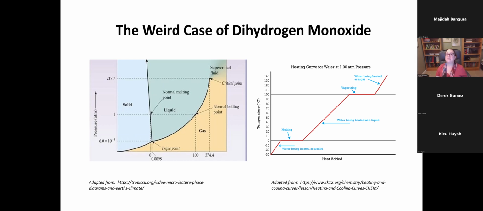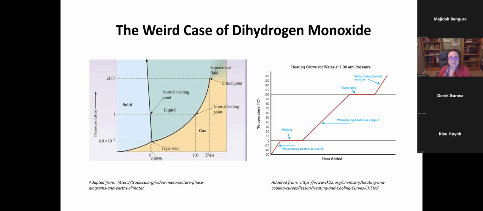But water does some extremely unusual things. So we're going to look at both its phase diagram, now that we know what those are, and its heating curve, now that we know what those are. And then we're going to tie it all back to its structure, because that's what this chapter was all about, how the structure affects the properties. So water has an unusual looking phase diagram.